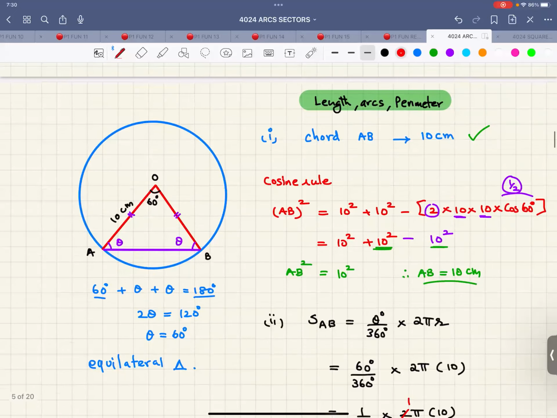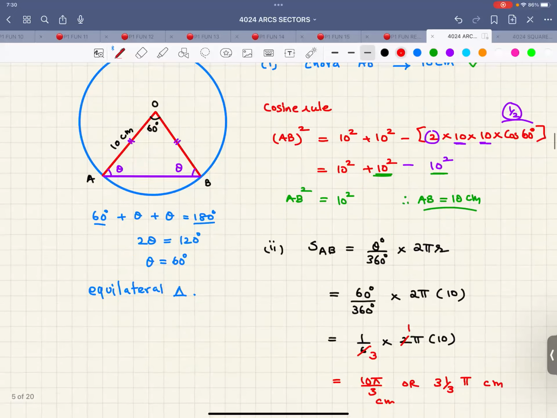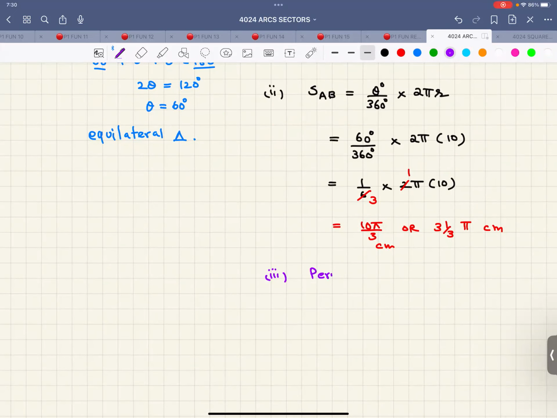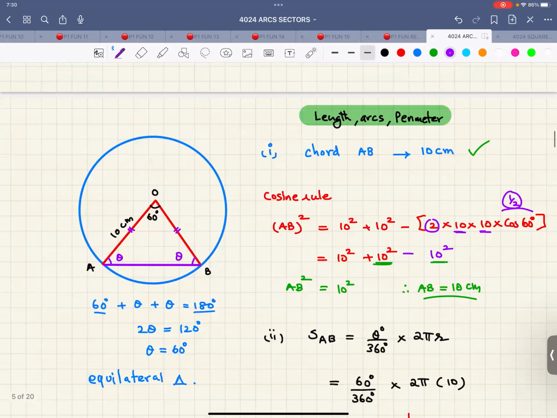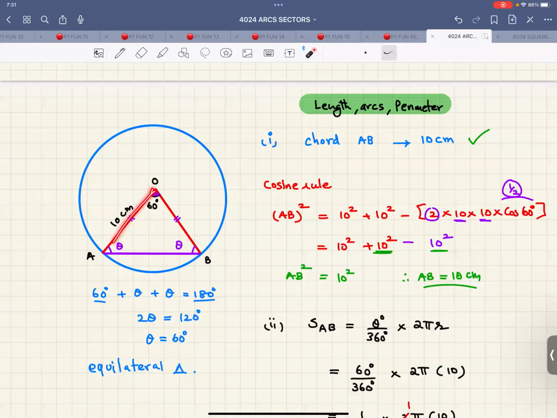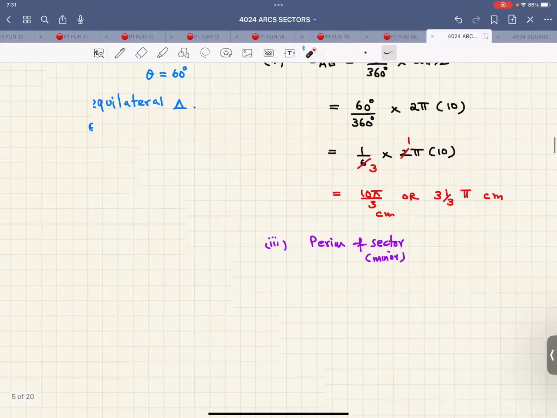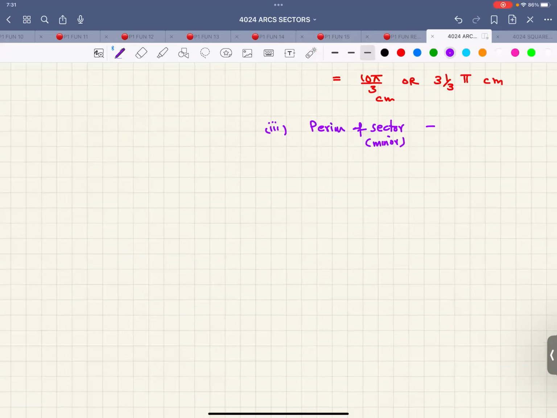What else is there? The third part is the perimeter of the minor sector. If I talk about this minor sector, I'll be using this angle, 60 degrees. So the perimeter is the two radii plus this arc length. So the perimeter is 2r plus s. That is 2 times 10 plus 10 pi by 3. That comes out to be 20 plus 10 pi by 3. Use a bracket and write centimeters over here.